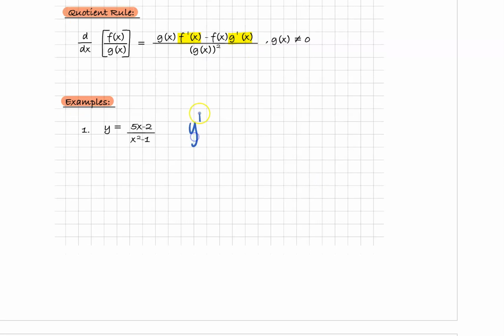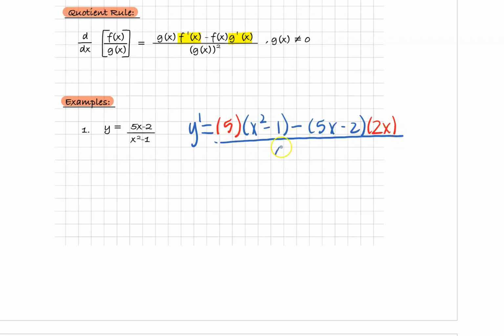So this would be y prime is equal to, you're going to do the derivative of the top, which is 5, times the bottom, x squared minus 1, minus the top, 5x minus 2, times the derivative of the bottom, 2x, all over the bottom squared. That's my derivative, but I got to clean it up now.